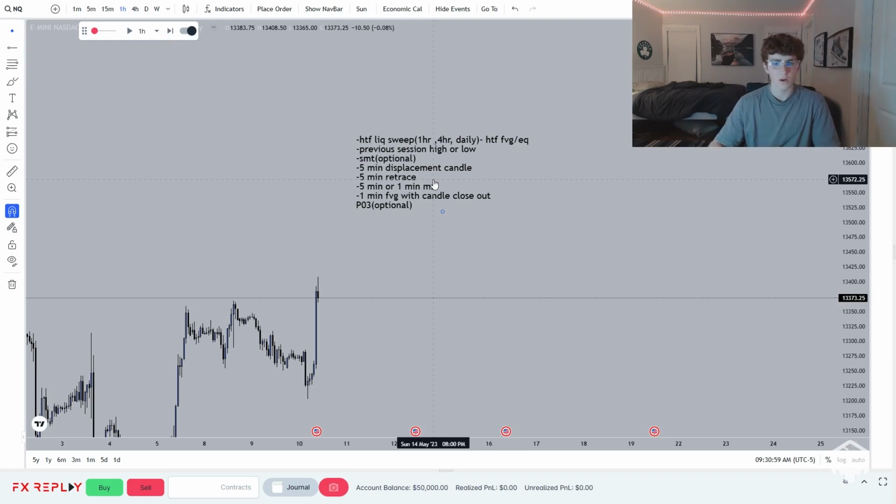This could be on the 1 hour, 4 hour, or the daily. A lot of times what will happen is we can sweep a 1 hour high, right? But it won't be a previous session high or low. Therefore, it's probably not going to be an external high. It's probably more internal.